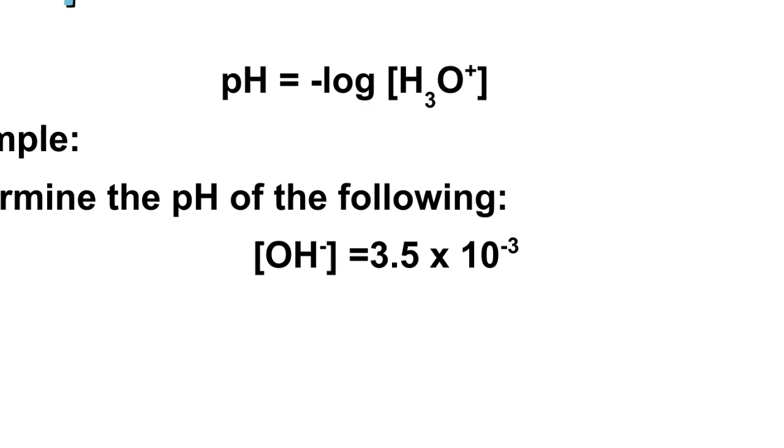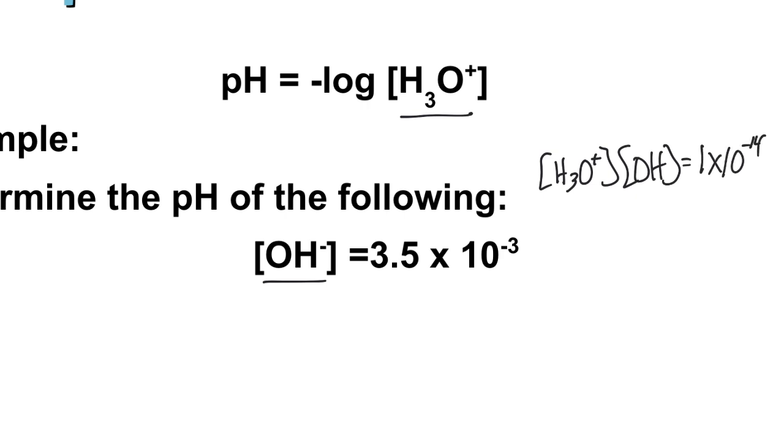Now this problem you have to be a little bit careful. You've got to be careful on what you're given. This is the hydroxide ion concentration. So in order to do the pH, I need to know the hydronium ion concentration. But I can use what we did in the previous section: the hydronium ion concentration times the hydroxide ion concentration equals 1 times 10 to the negative 14th. I know my hydroxide ion concentration, so I can put this in for it.